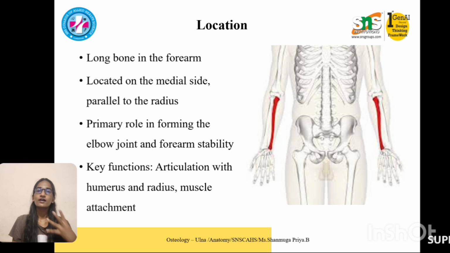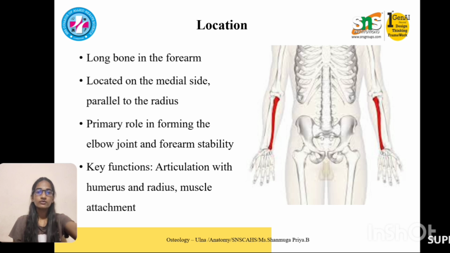The ulna is the other long bone in the forearm on the medial side, opposite to the thumb in the anatomical position. It is parallel to the radius, extending from the elbow to the wrist, and its primary role is forming the elbow joint and providing forearm stability. It articulates with the humerus proximally and forms part of the wrist distally, plus muscle attachments.